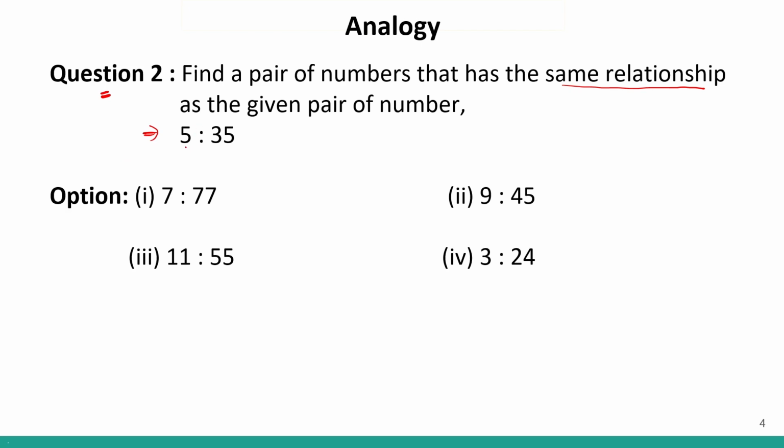So 5 and 35 is clearly a multiplication of 7. Clearly, multiplication of 7 will give me 35. Over here, 7 and 77 is a multiplication of 11. 11 and 55 is a multiplication of 5. Correct? 3 and 24 is a multiplication of 8. And 9 and 45 is a multiplication of 5. Correct? So now I cannot see which one has a multiplication of 7, because none of them has a multiplication of 7.